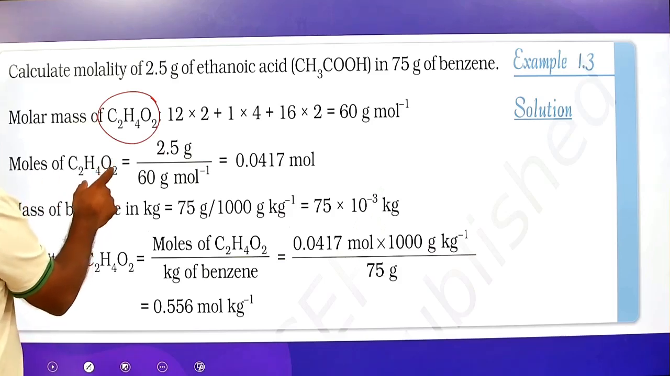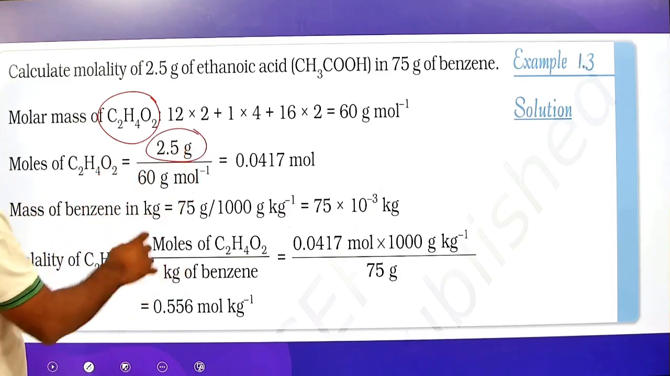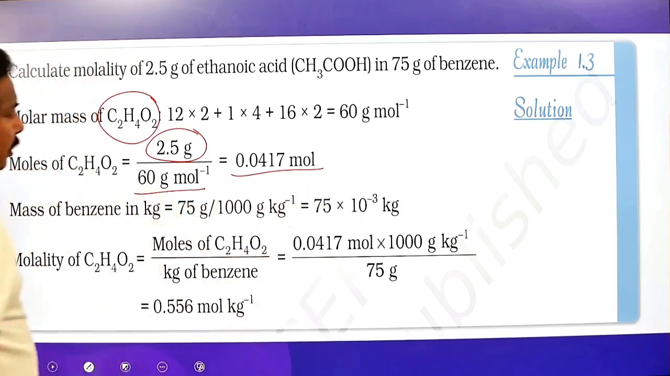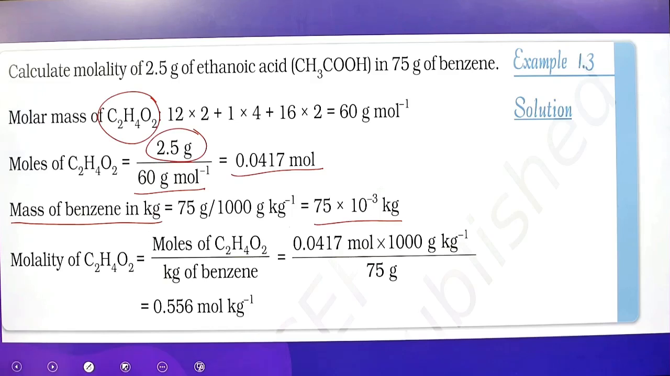Number of moles of ethanol is 2 point mass. And this is how many moles you got? 0.0417, which is Na for mole fraction. Can you understand? For mole fraction, which is going to be Na. That's it. And mass of benzene in kg. Why are you converting this? Because you need it in kg, they gave it in grams. Where do you get this 75 grams? 75 grams of benzene, which is a solvent.